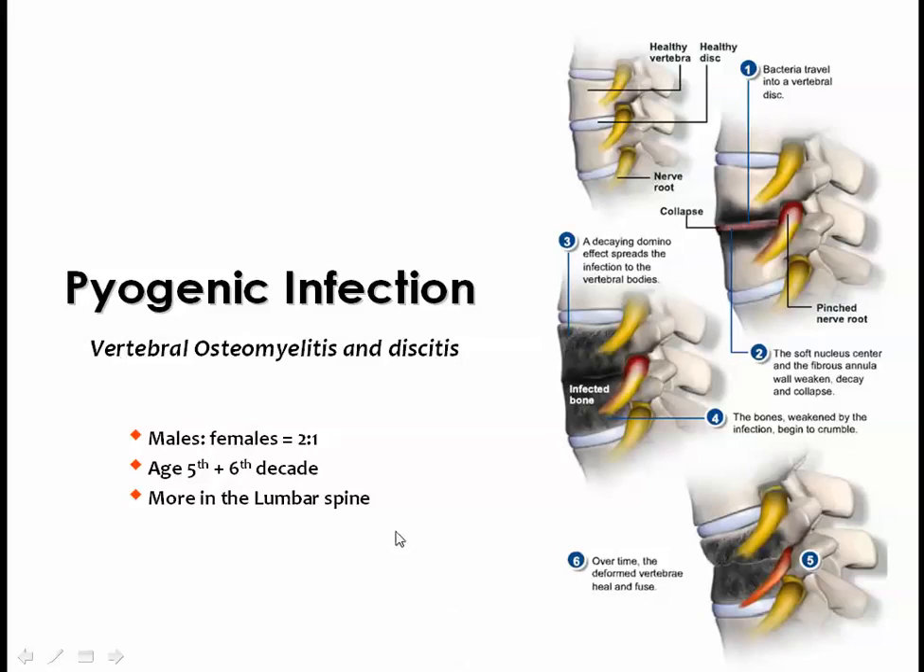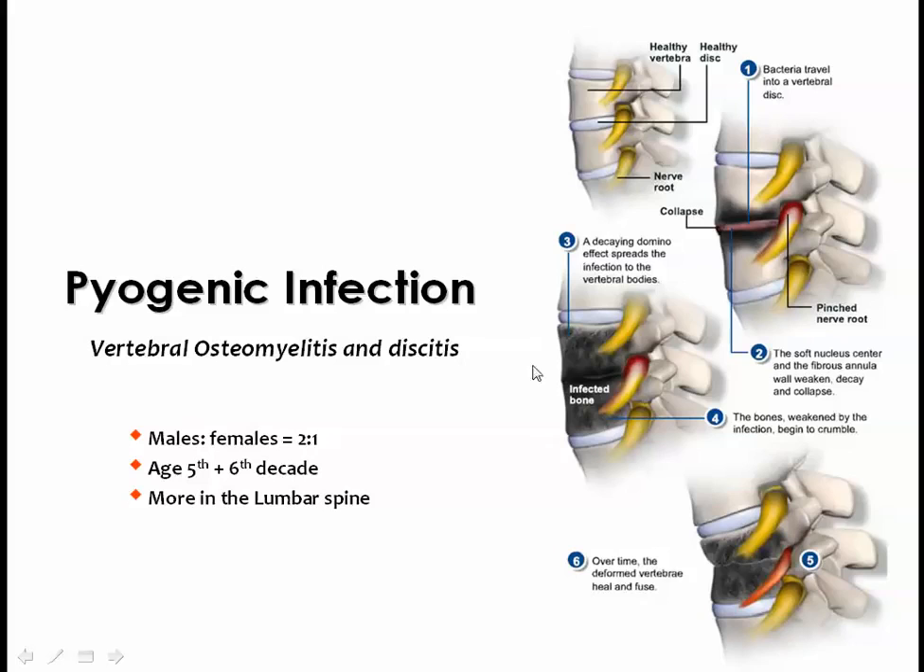The most common site is usually the lumbar spine, but it can be seen at any other levels. This is the normal appearance of the intervertebral disc and the vertebrae, and starting inflammation of the disc itself, as well as the adjacent vertebral end plates, will result in loss of height of the intervertebral disc, as well as erosive changes of the adjacent vertebral end plates.